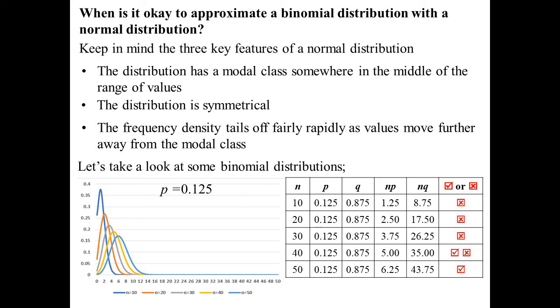Whereas the next one, at 50, I'm happy with that because it is tailing off on the left. I think it's satisfying those three conditions. So I would say, yeah, okay, for n equals 50, I think it's all right to approximate. What about if the probability was 0.25? Again, asking those same questions, let's have a look at it.